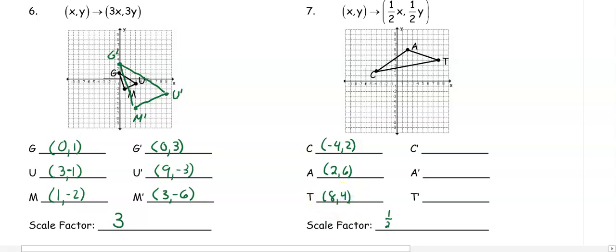So when I multiply by a half, that's the same as dividing by 2. So C prime would be -2, 1. A would be 1, 3, and T would be 4, 2. So I go to -2, 1, that is C prime. 1, 3 is A prime, and 4, 2 is T prime. This time our shape got smaller because our scale factor is less than 1.